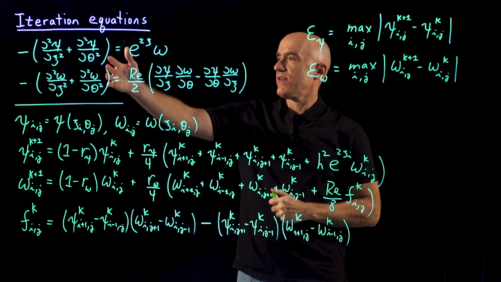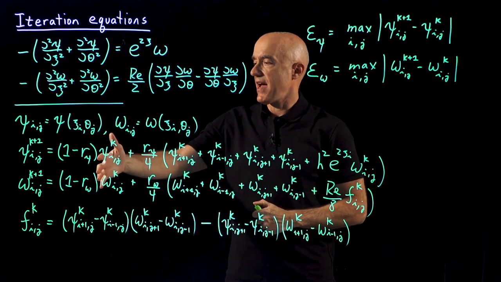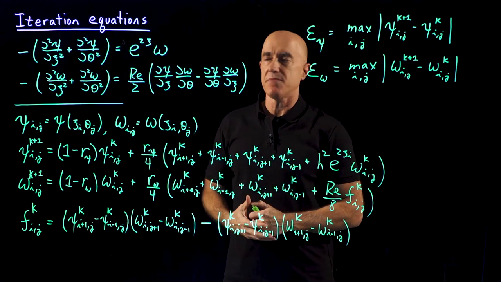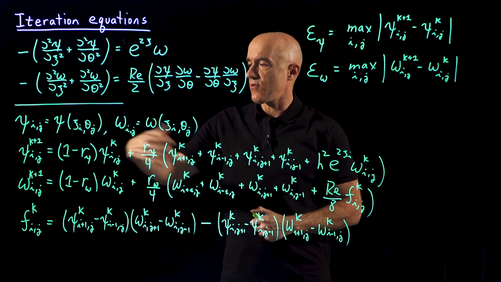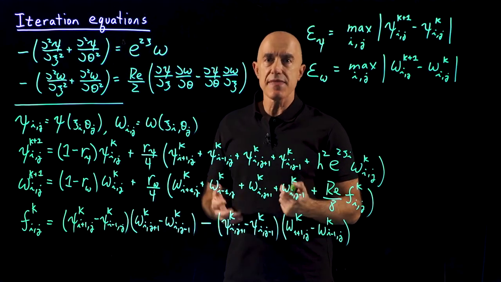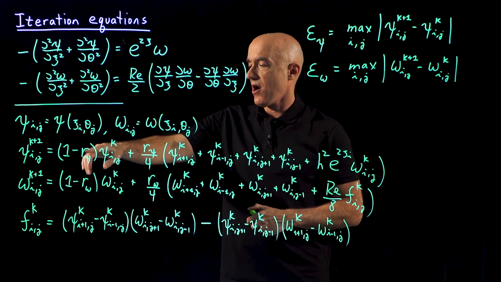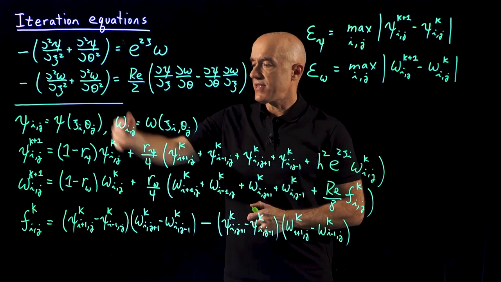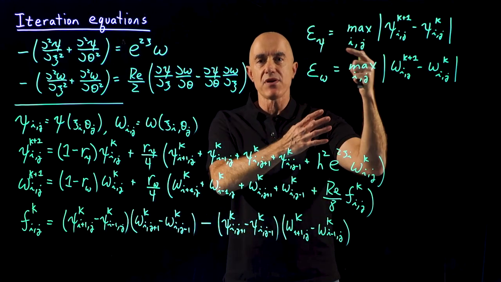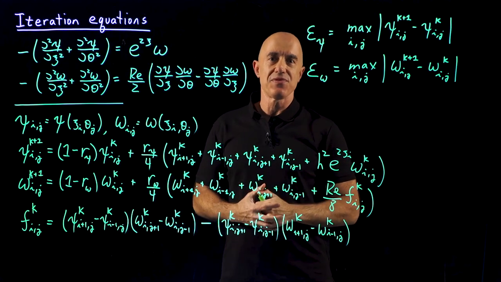So let me summarize. We've taken now two partial differential equations, and converted them into their discrete form by representing the derivatives using a center difference approximation. And then we've put them into an iteration equation that's called the SOR method, the successive over relaxation method. To implement that iteration scheme efficiently, you have to choose these relaxation parameters, r psi and r omega. Then to test convergence, you want to compute these error parameters, epsilon psi and epsilon omega. When these variables are small enough, we say the solution has converged, and then we can plot the result.